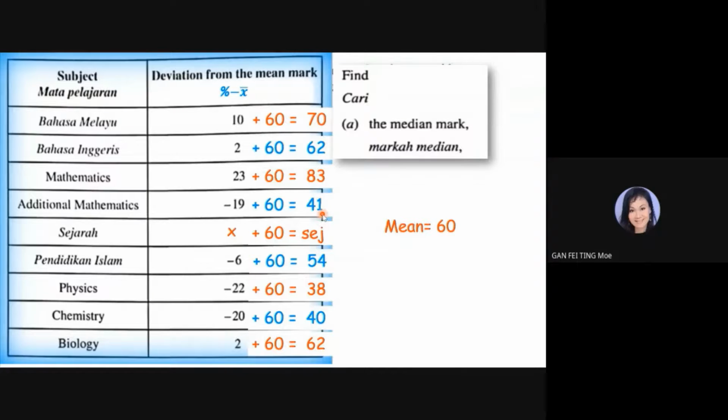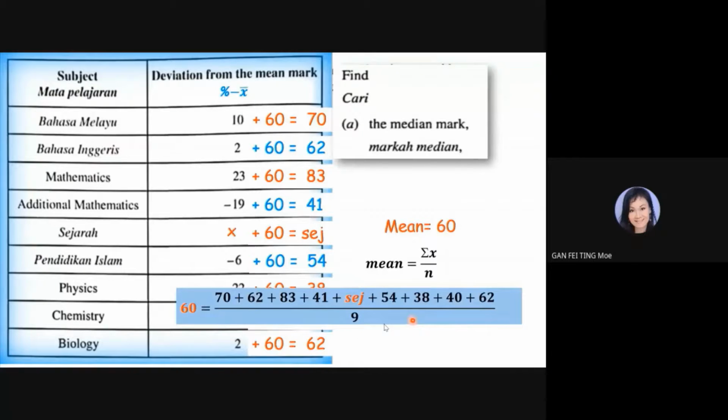Now, what do I do? I need to know the marks of Sejarah, otherwise I cannot do it. How am I going to get the marks of Sejarah? Go to the mean. What is the formula for mean? The formula for mean is the total marks, you add up all these marks, divided by 9 equals 60. So you sum all these, cross multiply, minus, and you get your Sejarah as 90 marks. Fine, done. You see how easy this is? You get the marks here.